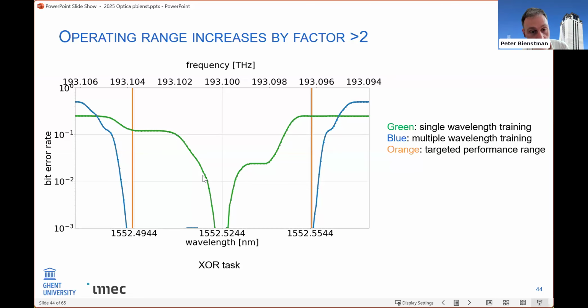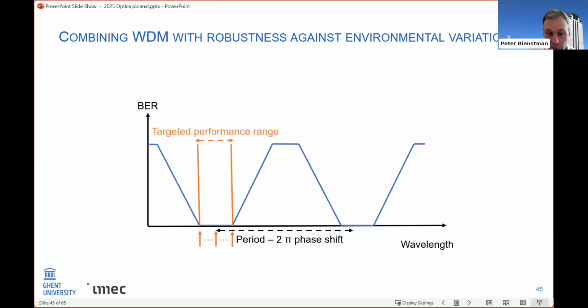And this is what we show in this simulation here. If you only train for a single wavelength over here, you have this very narrow green operational region. If you, on the other hand, train for this wavelength and for that wavelength, it's basically a window that increases by a factor of 2 or 3. So just by having exactly the same hardware, but tweaking the training algorithm, you make the system more robust. So that's good to have. And the nice thing is you can also combine this with the 2π trick, such that you have a very robust wide performance range combined with many multiple wavelength channels.